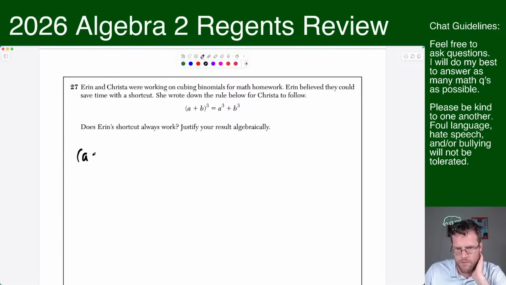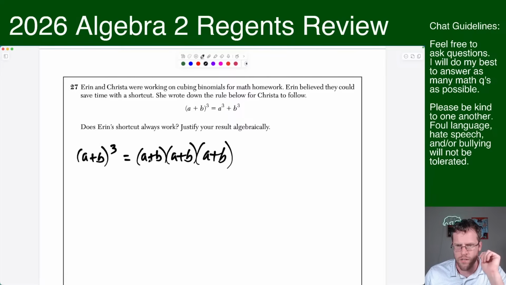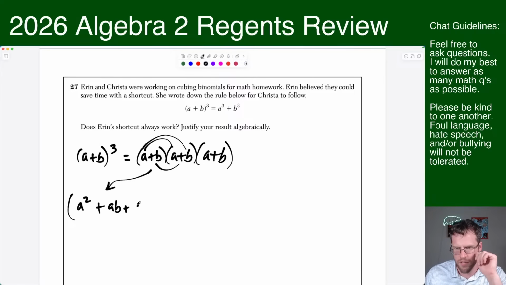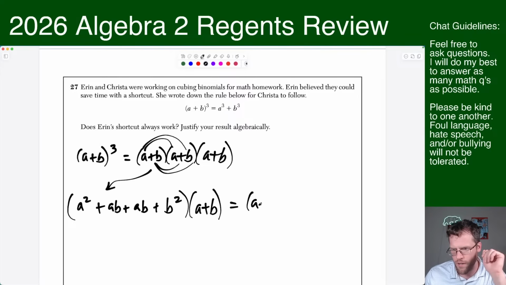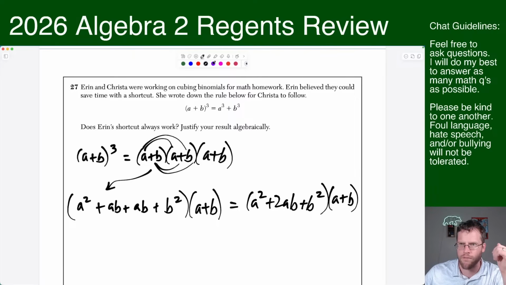a plus b to the third is equal to a plus b times itself 3 times. Okay, so you have a lot of multiplying to do. So this then becomes, in the next line, a times a is a squared, plus a times b is ab, plus b times a is still ab, and then plus b squared, times one more a plus b. So then this becomes a squared plus 2ab plus b squared times a plus b. So then I have to multiply this one more time.